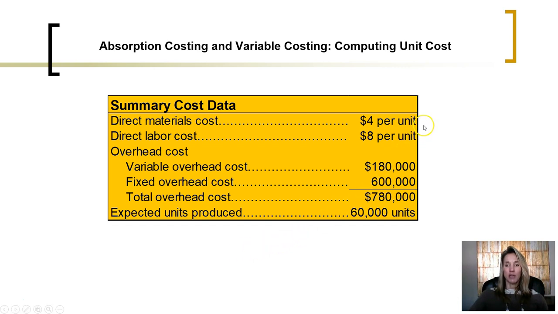In this particular example, we're going to assume that the company incurs direct material cost per unit of $4, direct labor cost of $8 per unit. In total, variable overhead is $180,000, fixed overhead is $600,000, total overhead is $780,000. Management expects to produce 60,000 units each year.